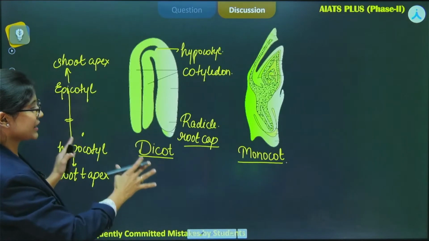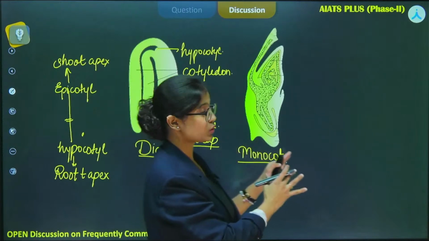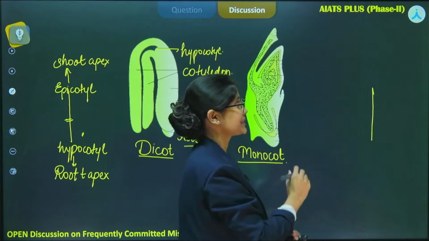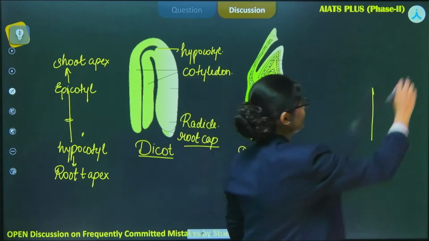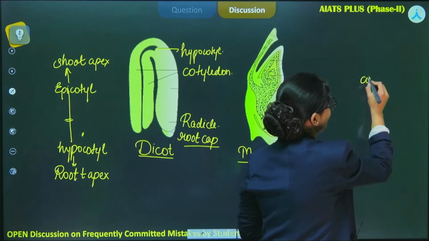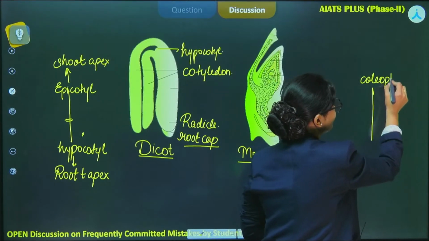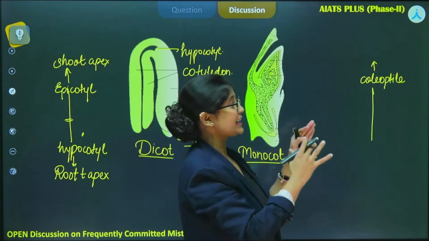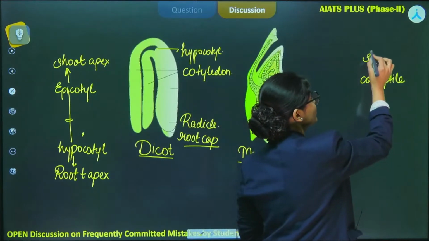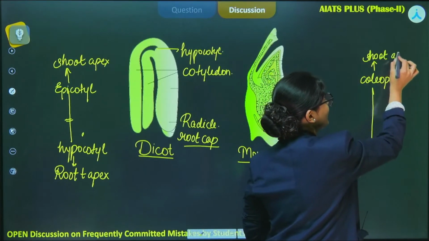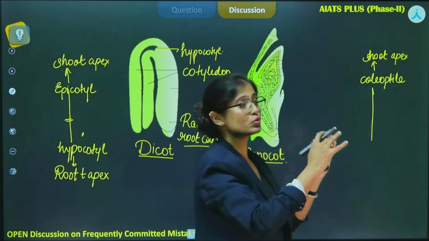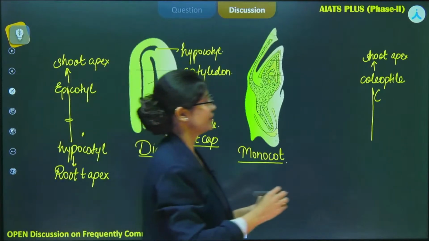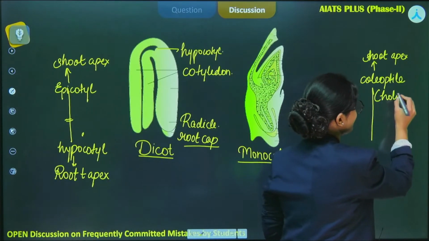So this is all about the dicot embryo. Now if we talk about the monocot, again the embryonal axis, above which the epicotyl is present, and on that the coleoptile is there, which encloses the shoot apex. What is coleoptile? It is a hollow foliar structure.